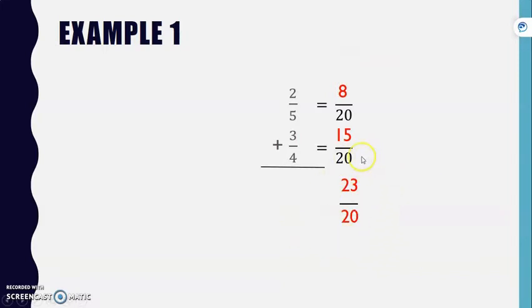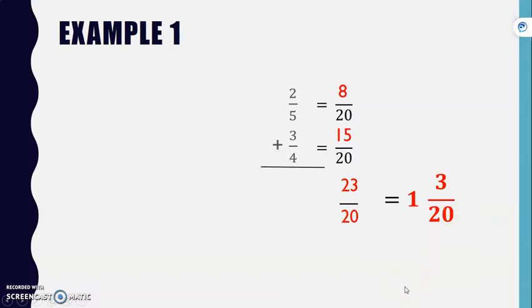But this looks a little silly. This is what we call an improper fraction. So I have to change it into a mixed number. So I really think about it as 23 divided by 20. So how many 20s are in 23? Well, there's 1, and when I subtract 23 minus 20, I get 3. So that would be my remaining fraction, 3 out of 20. So 23 over 20 equals 1 and 3 over 20.